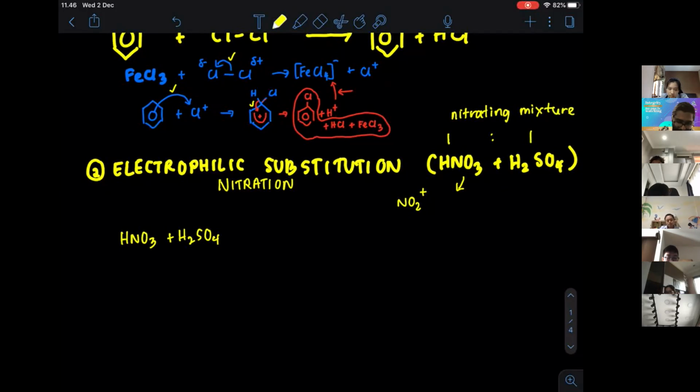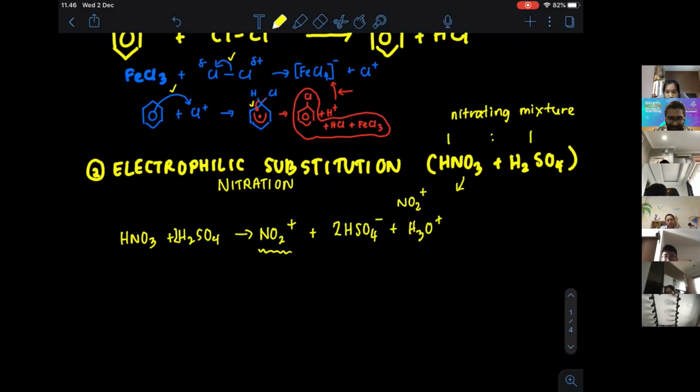And this reaction will proceed. If you balance it, it will give you NO2 plus, 2HSO4 minus, and H3O plus. The balancing and how to do it, you can figure out later. But what is important here is that this nitrating mixture gives us NO2 plus, which is the electrophile that is going to be used in this case.